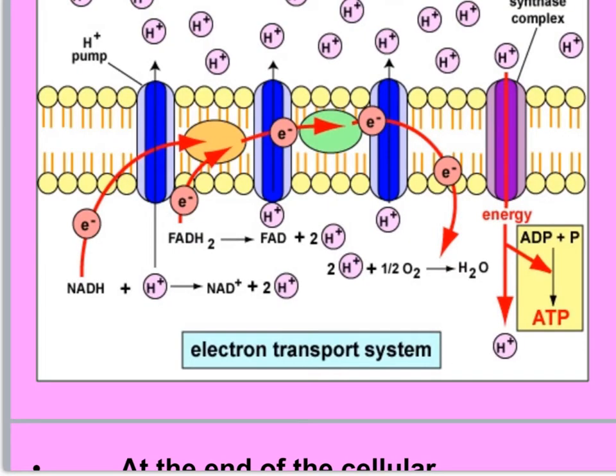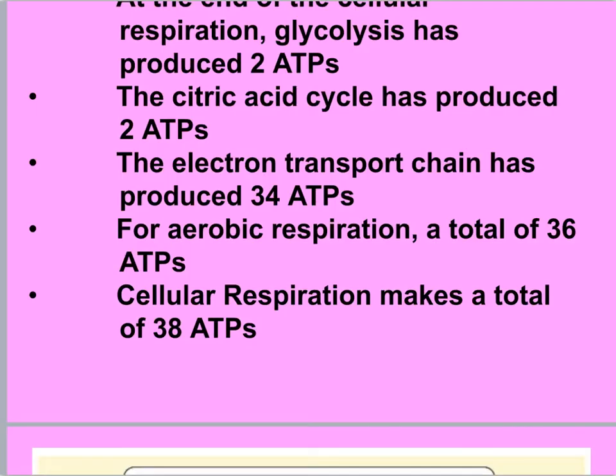So this is just showing the ETC and how the electrons are being transferred from one to the next, to the next, to the next. And that's generating a lot of ATP at the end. Okay, so this is just a summary here.